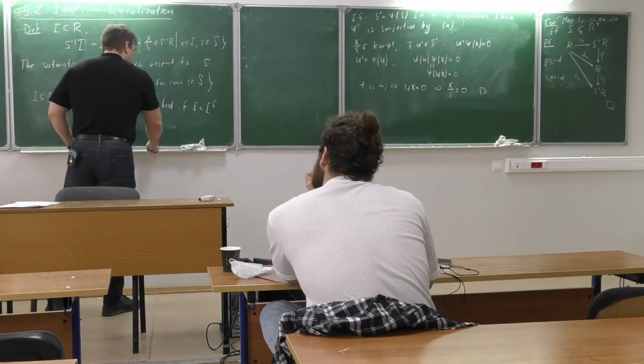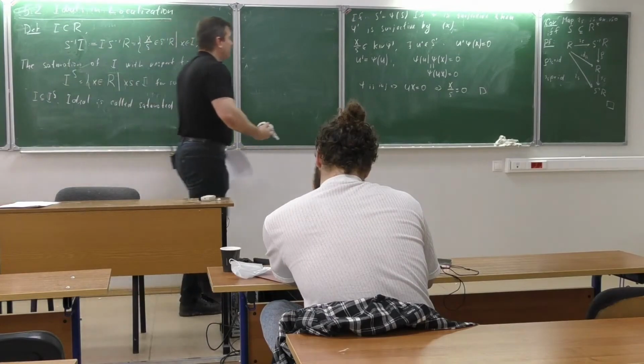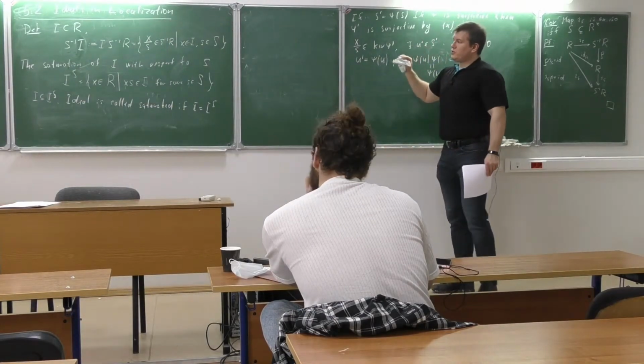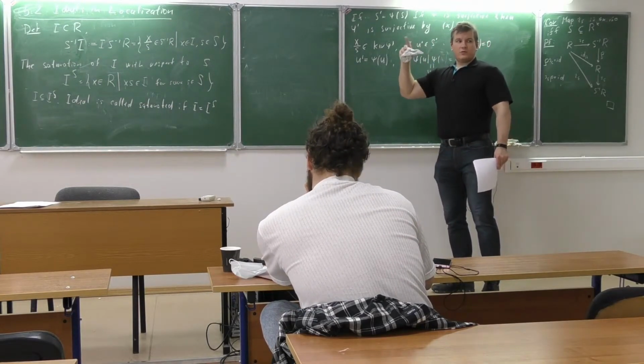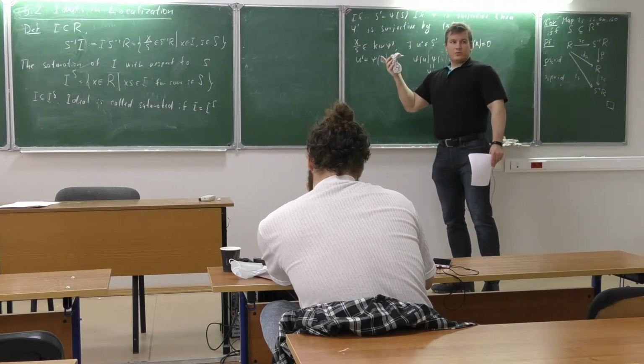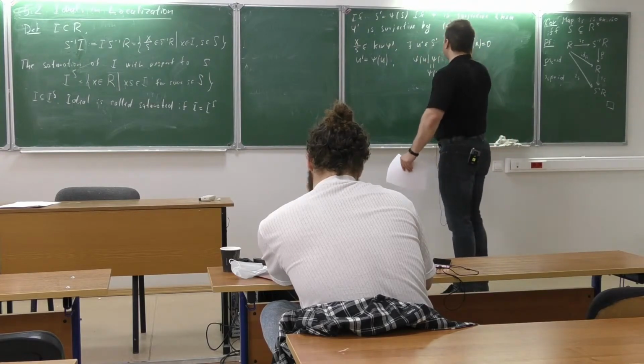We're going to see in a few minutes why this is a useful definition. Essentially, this corresponds to the following situation. You take an ideal, you extend it to the localization, and then you take the full pre-image under the map iota. This will be the saturation of the ideal.